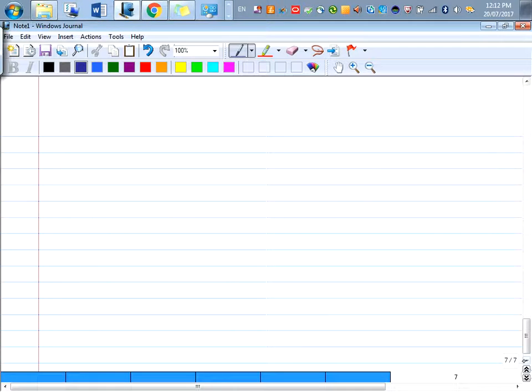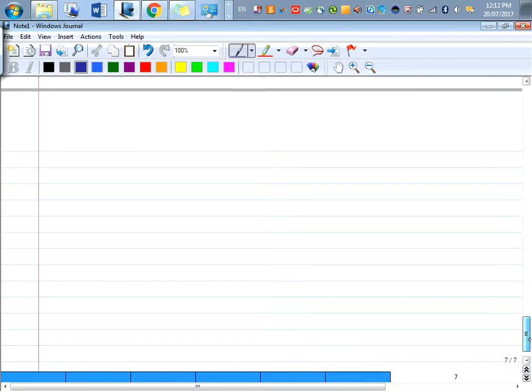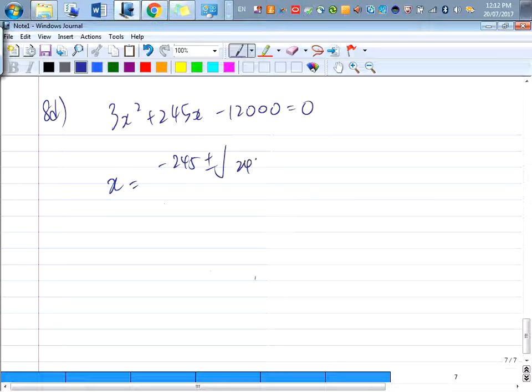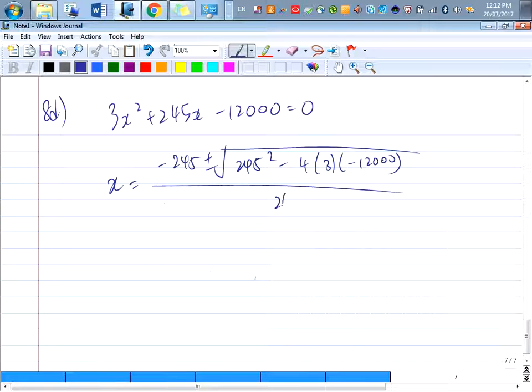Okay, then next question is 8D. Solve 3x squared minus 5x minus 12,000 equals 0. Using our quadratic formula, and you end up with two answers.